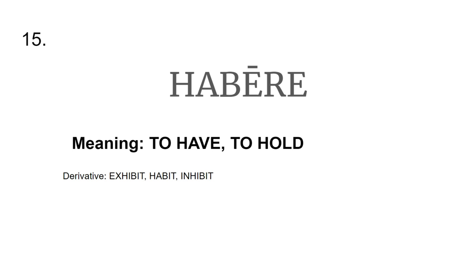And some words that come from this are to exhibit. That means kind of like to give out, to have out. If you're going to exhibit something, you're going to show it off. A habit is a custom that you have, something you do every day. It's something that's yours. And to inhibit actually means to hold back. So to hold it in. You can see how these prefixes really change the meaning of the word.